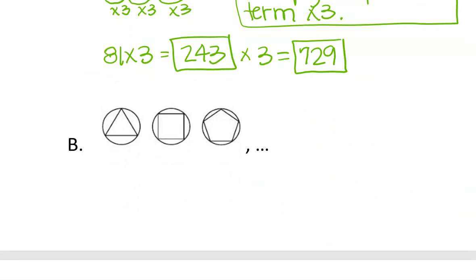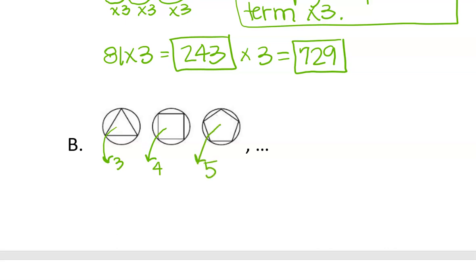So with this one, notice that we have a circle on the outside, we have a triangle, then a square on the inside, then a pentagon on the inside. So it's not repeating any of those shapes, but if we look at the number of sides, the first one has 3 sides. The next shape inside has 4 sides and then 5 sides.